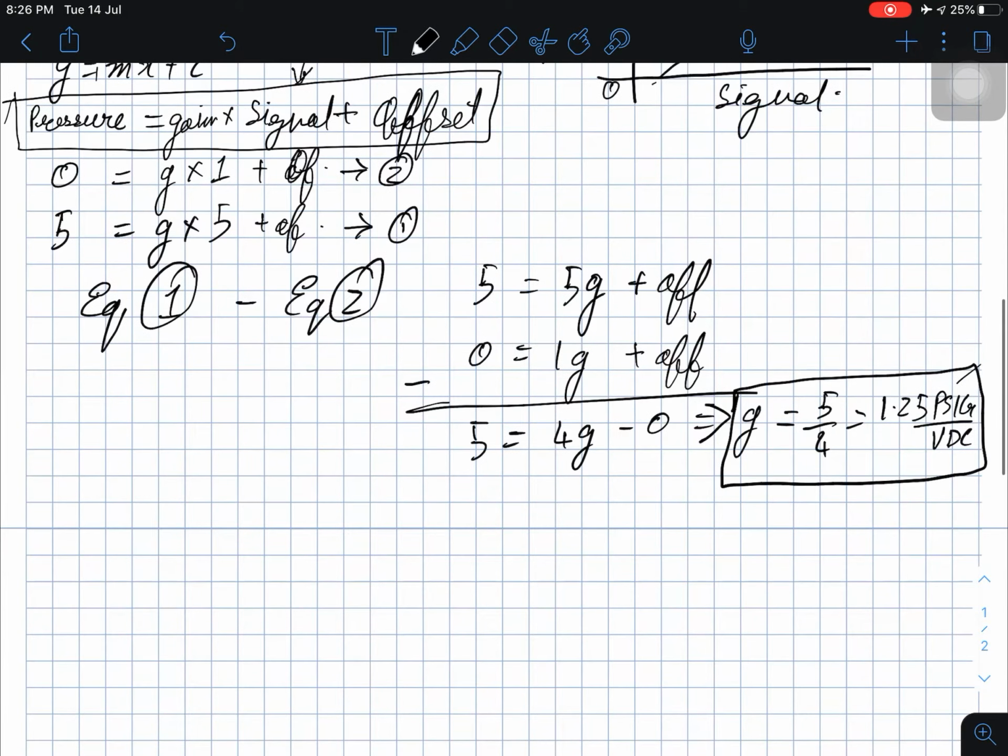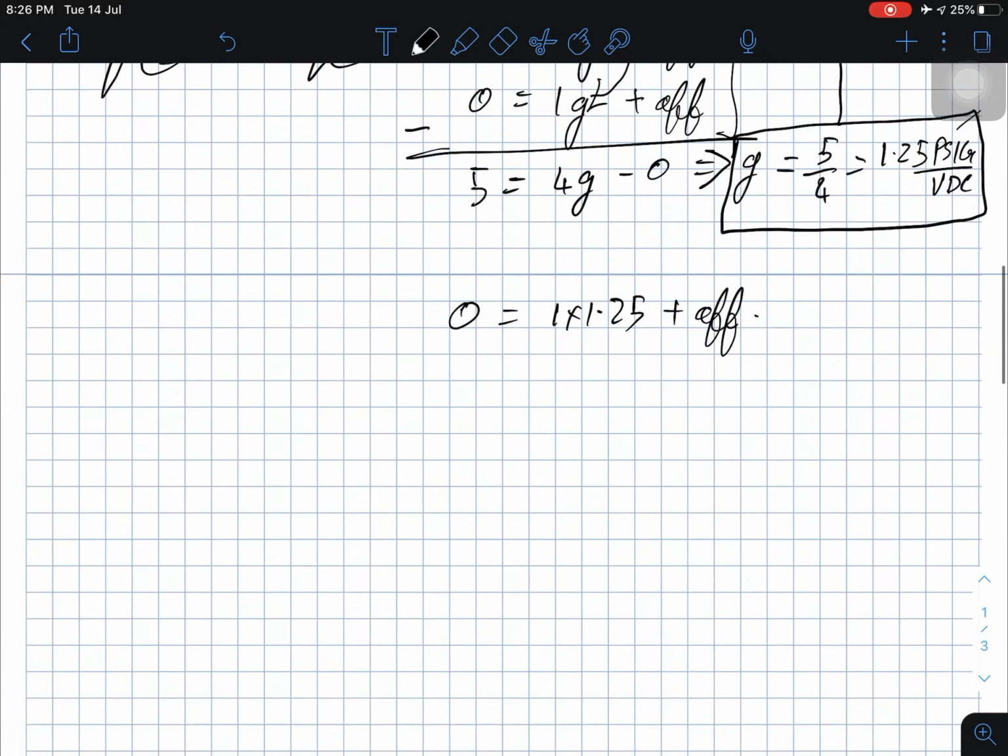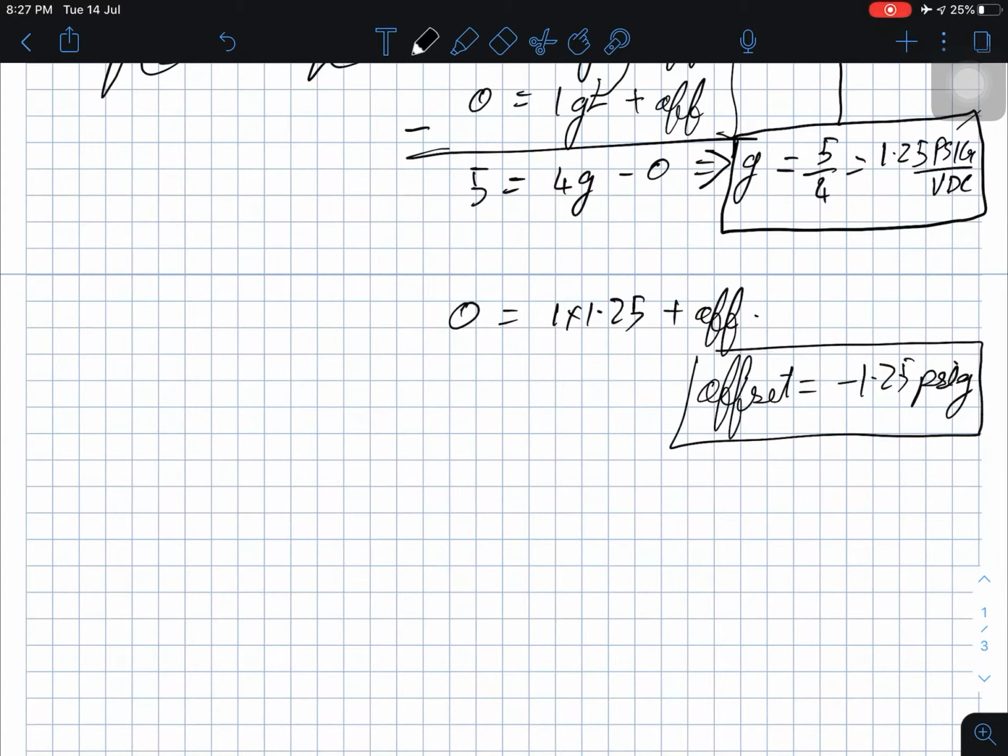And if we inject the same value of gain in any of these two equations, like if I put the value of g from here to, let's say, here, what I'm going to get is 0 equals 1 multiplied by 1.25 plus offset. So offset will be minus 1.25 psig. So that is how we find out the gain and the offset.